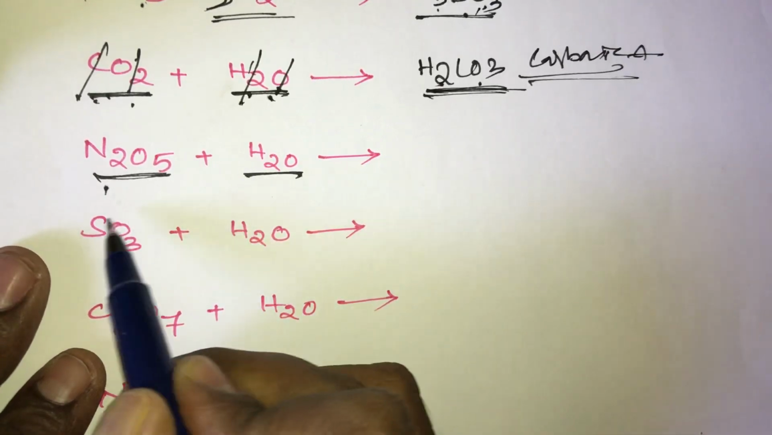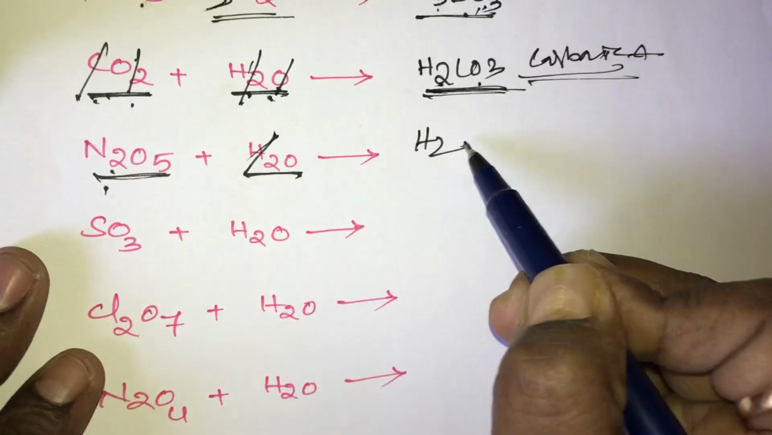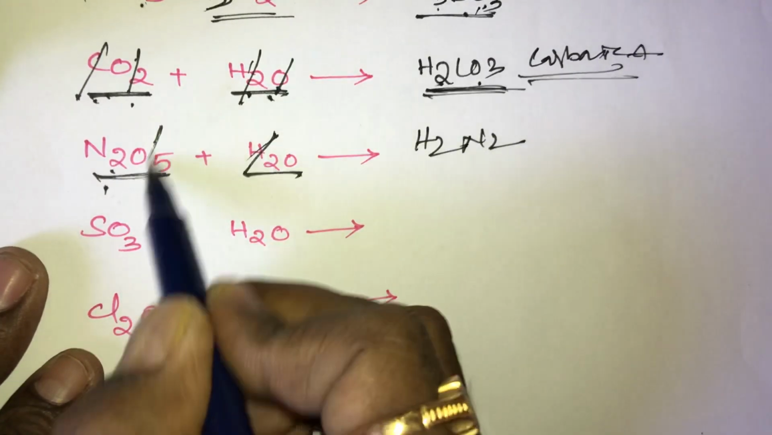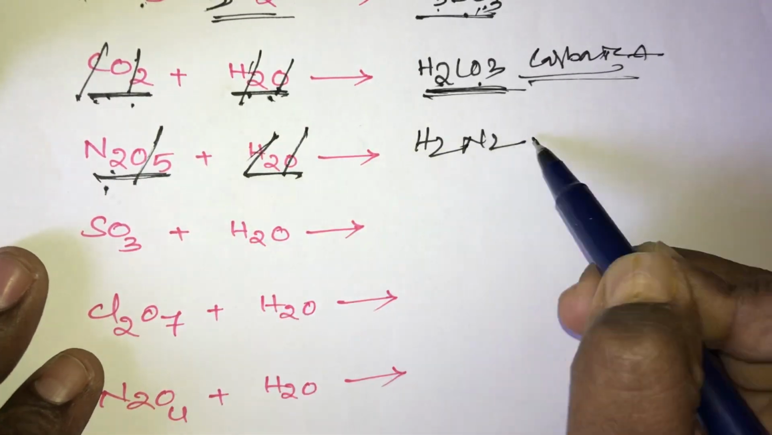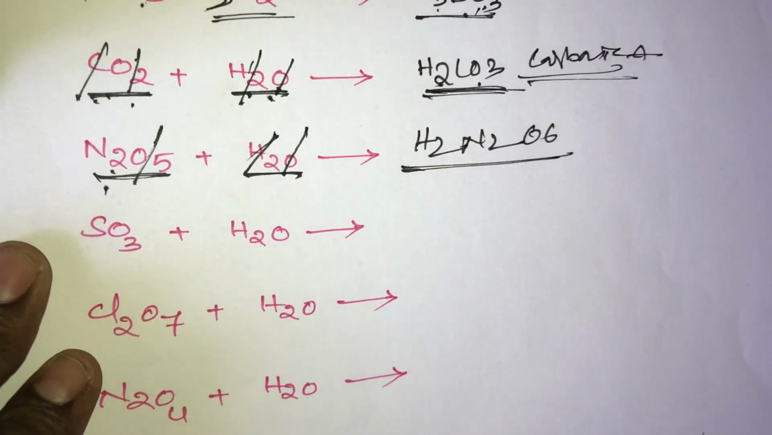Write the combination. Here 2 hydrogens are there, that is H2. Here 2 nitrogens are there, N2. Here 5 oxygens from here, 1 oxygen from here. So a total of 6 oxygens are there: H2N2O6. What is the average reaction?